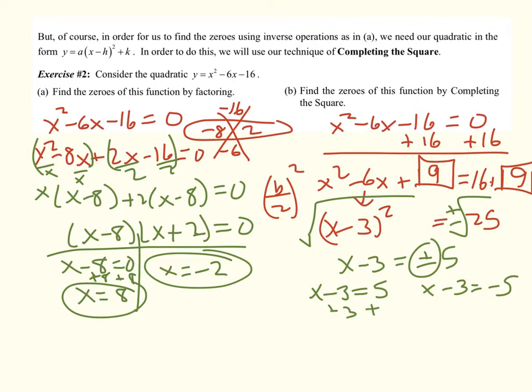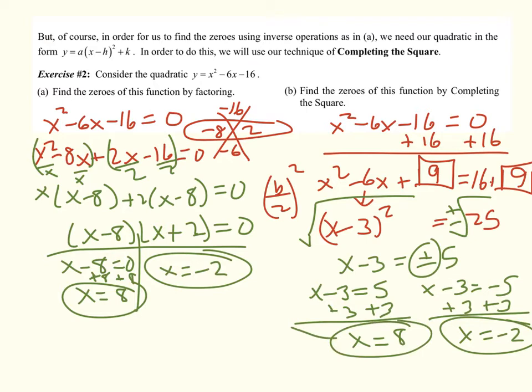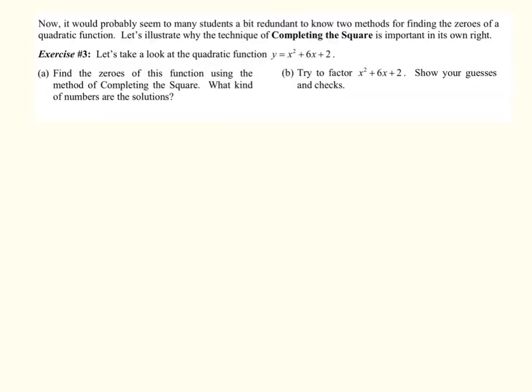Add 3 to both sides. So one answer turns out to be 8. Add 3 to both sides. The other answer turns out to be a negative 2. And if you take a look at the two answers, you will notice, voila, they are the same. All right, on to the next thing.